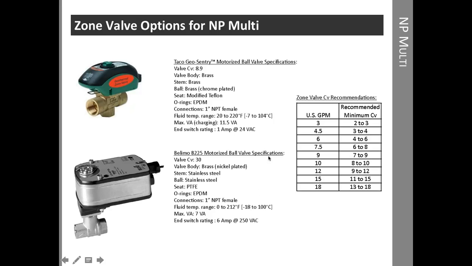And this information is from the submittal in the NP Multi submittal online, and it also shows recommended CV, flow coefficient, which is what's shown here in the specifications for each of these valves, based upon flow rate. So you can see here as the heat pump needs more flow rate, then we need to have a little bit higher CV for that valve.